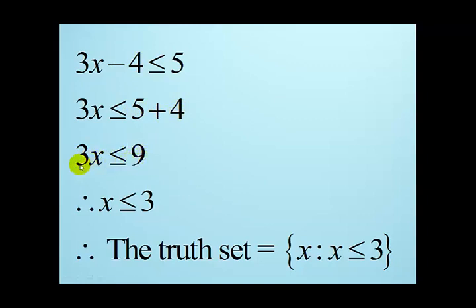Take note that we are solving for x. So we divide the left hand side by 3 and we divide the right hand side by 3. When we divide the left hand side by 3, we have x. And when we divide the right hand side by 3, we have 9 over 3, that is 3. Therefore, the value of x is less than or equal to 3. So the true set is x such that x is less than or equal to 3. That is how we represent the true set in the curly brackets as shown: x such that x is less than or equal to 3.